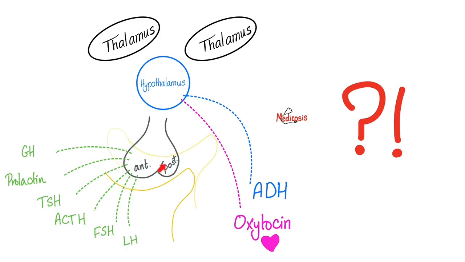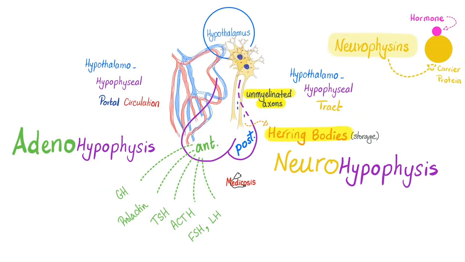As for the posterior pituitary, it does not synthesize anything from scratch, it just borrows some hormones from the hypothalamus. What kind of hormones? ADH and oxytocin. The anterior pituitary is called the adenohypophysis, whereas the posterior pituitary is called neurohypophysis. Why is this? Because the anterior pituitary is a true gland.